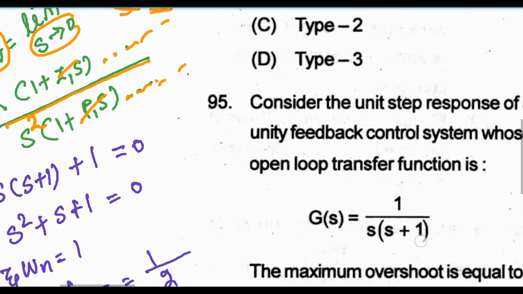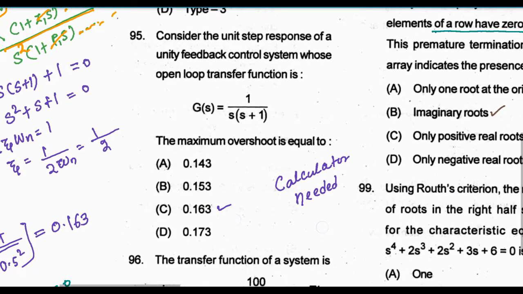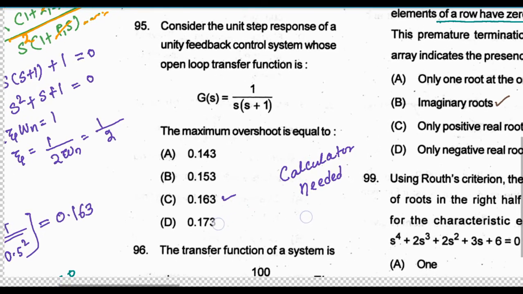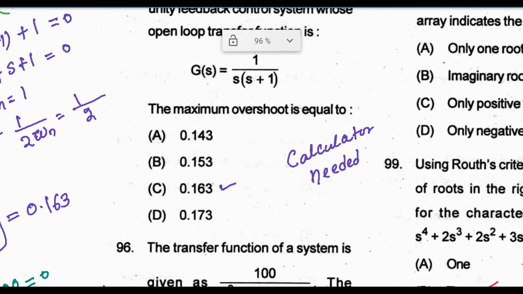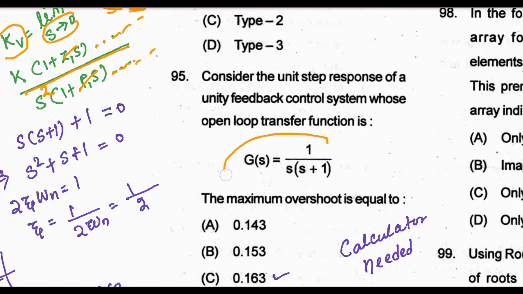Next question. Consider the unit step response of a unit feedback control system whose open loop transfer function is G(s) equal to 1 by s into (s plus 1). The maximum overshoot is equal to. So here we are given only G(s), that is the open loop transfer function. We have to find the characteristic equation to find the maximum overshoot.